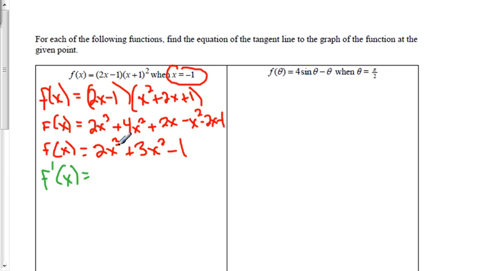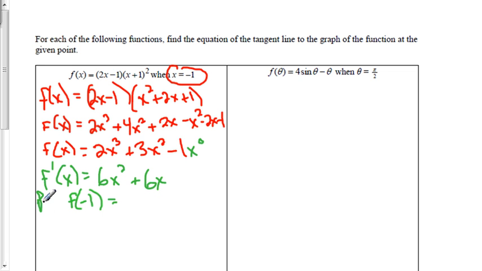My power rule says 3 times 2 is 6, decrease the exponent by 1. 2 times 3 is 6, decrease the exponent by 1. This is really understood as negative 1 x to the 0, and 0 times negative 1 is 0, 0 times anything. We learned the derivative of a constant is 0. So let's find the point of tangency by substituting into the original function. What do we have? Negative 1.